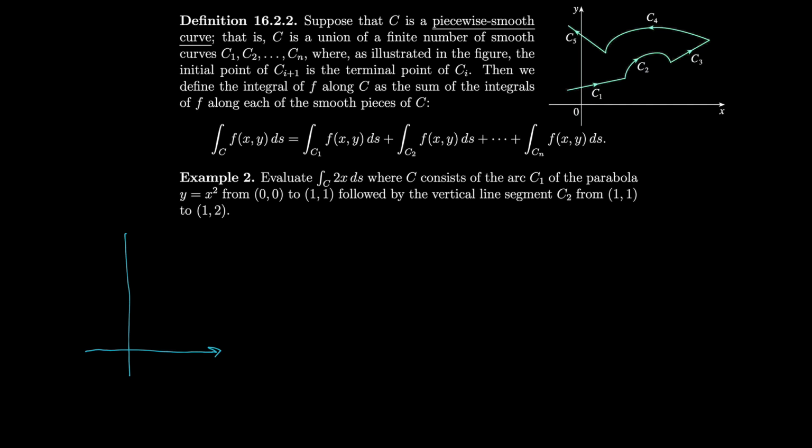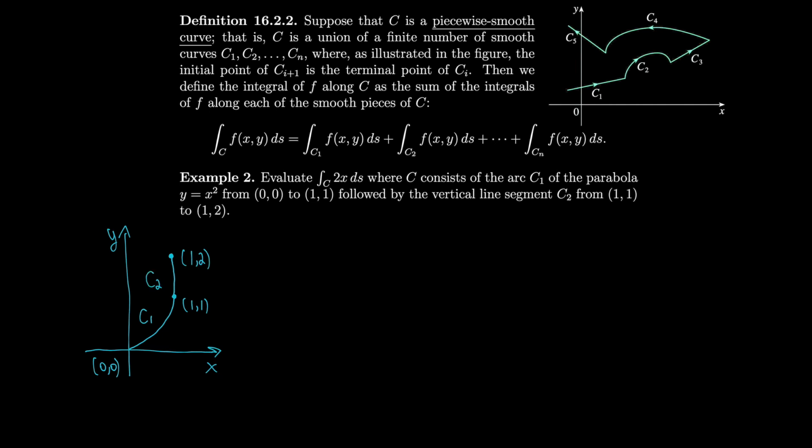Okay, so I need to draw the parabola. So here's y equals x squared. And then I needed to stop at (1, 1). So this will be my curve C1. And here we are at the origin. And then I need to keep going to C2, which is the vertical line segment. So I'll just go up until I get to (1, 2). I didn't move in the x value, I just moved up. Okay, so that'll be C2.